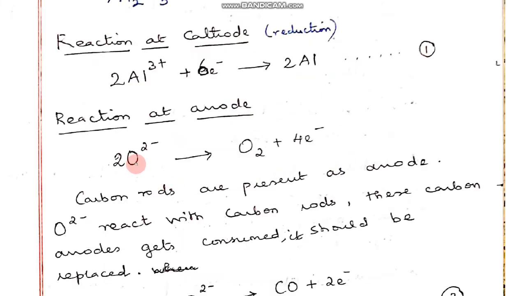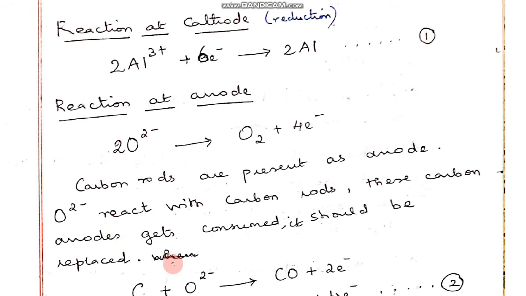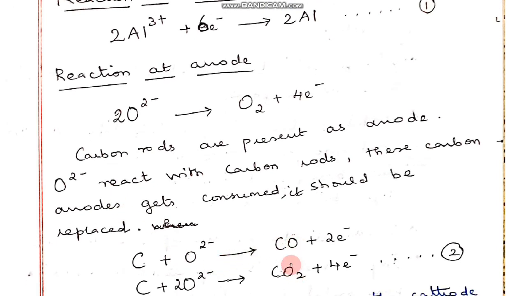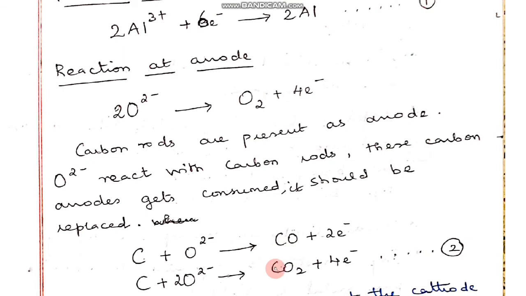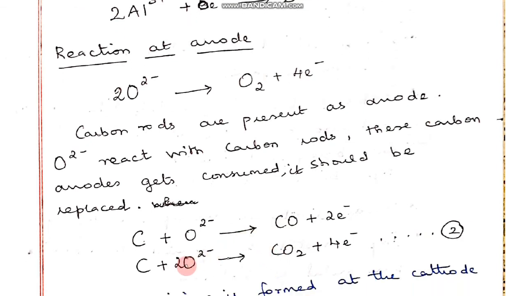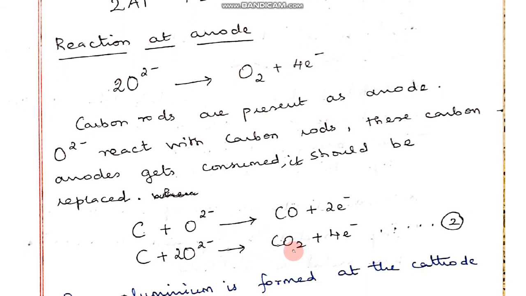This oxide ion at the anode is going to react with the carbon rods, that is, the anodes present there, and they both combine to form carbon monoxide and carbon dioxide. So you balance it so that it becomes carbon dioxide. And here you can find one thing: as this oxide ion reacts with carbon rods, the carbon rods are getting consumed, and you're going to replace them continuously.